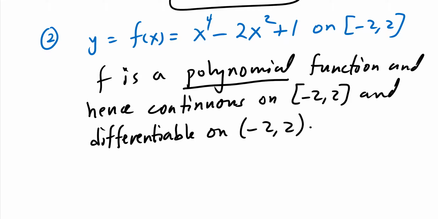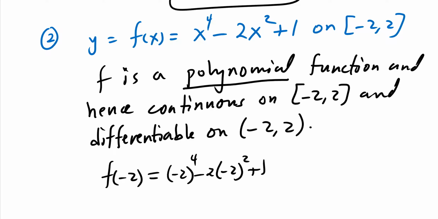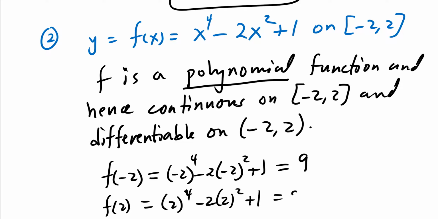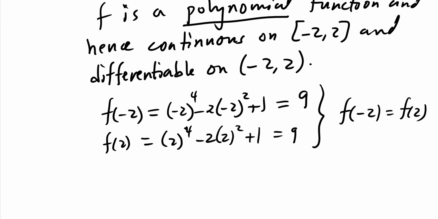And then you need to see if the third condition is met. F of -2: if we substitute, -2 to the 4th minus 2 times -2 squared plus 1, and calculate all of this, 16 minus 8 is 8 plus 1, 9. F of 2 is the same thing. 2 to the 4th minus 2 times 2 squared plus 1, that will give us 9. So that proves that f of -2 equals f of 2. So the three conditions of Rolle's theorem are met.